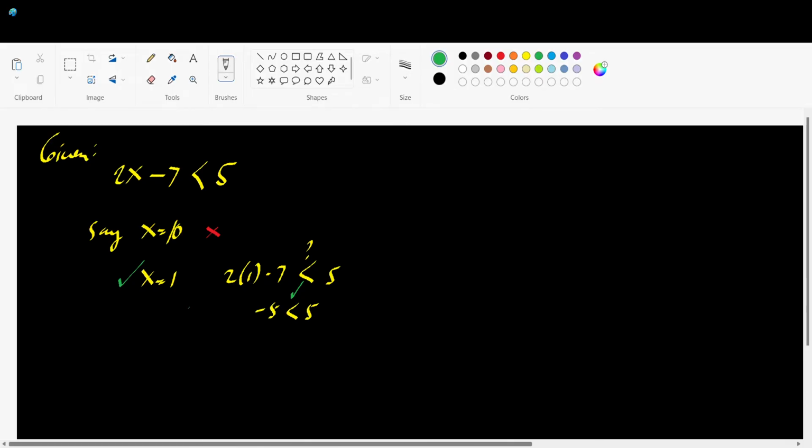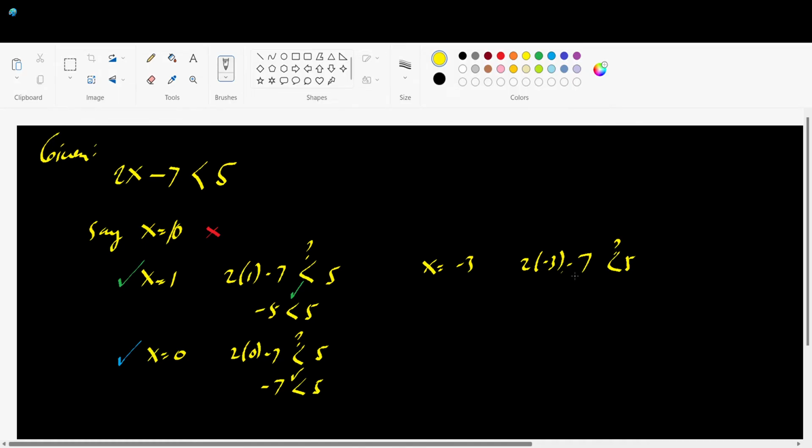How about x equal to 0? 2 times 0 minus 7, is that less than 5? -7 is less than 5. Yes. So x equal to 0 is also a solution. How about x equal to -3? That will be 2 times -3 minus 7, is that less than 5? -6 and -7 is -13, and that is indeed less than 5. So again, x equal to -3 is a solution.